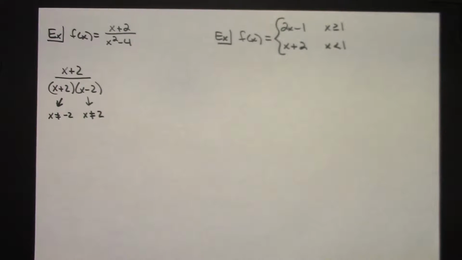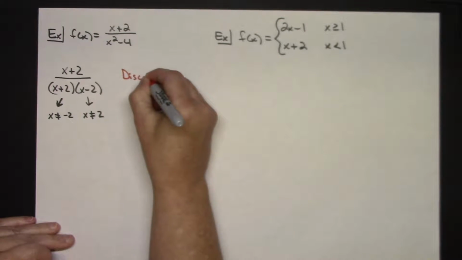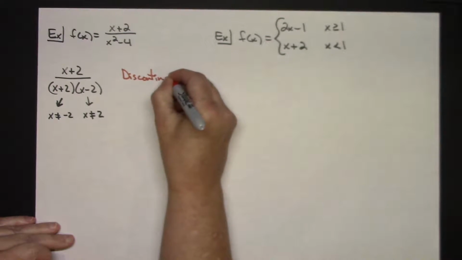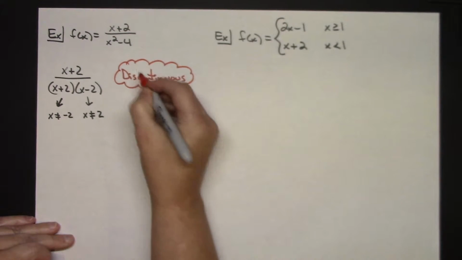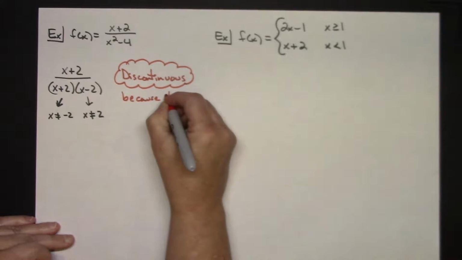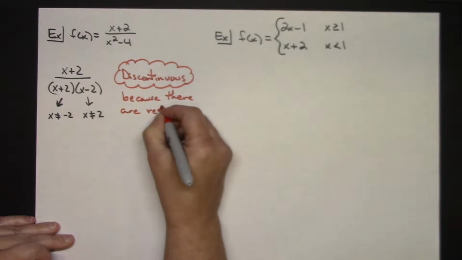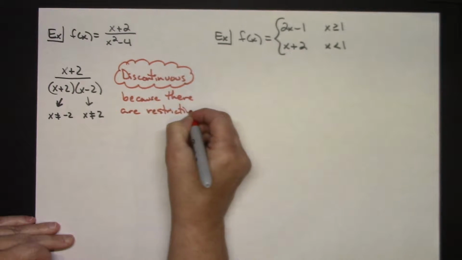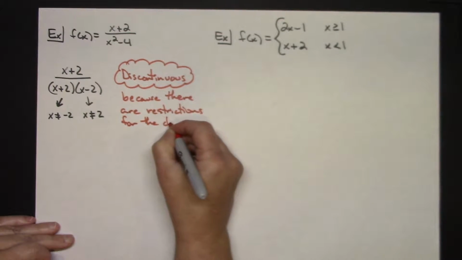So right off the bat, I know that it is discontinuous. And then let's also qualify why here. It's because there are restrictions for the denominator.